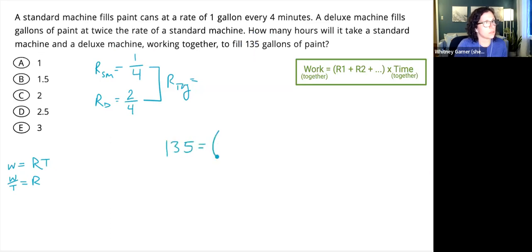135 equals their rate, 1/4 plus 2/4, times time. That's the thing I'm solving. So 135 equals 3/4 times T. Again, these are minutes, so we're about to get this whole thing in minutes. What I might do is go ahead and multiply both sides by 4/3.